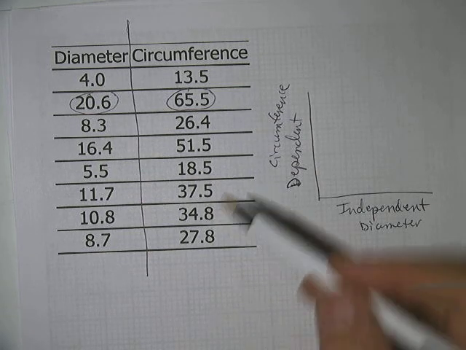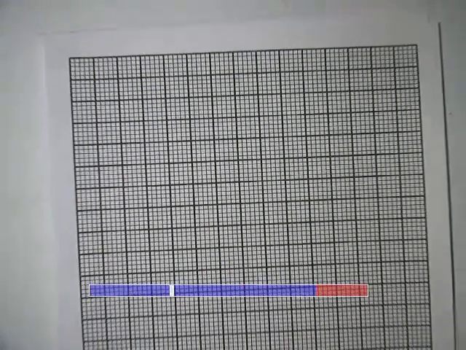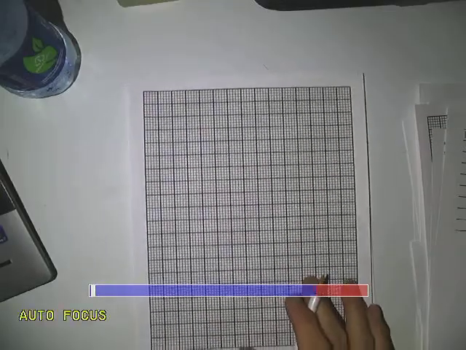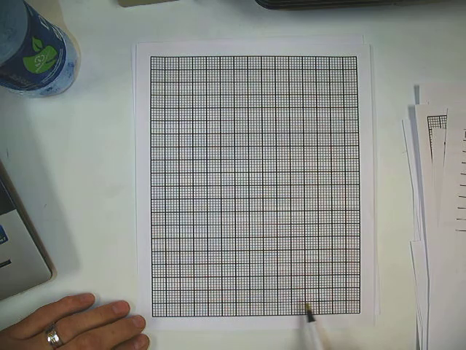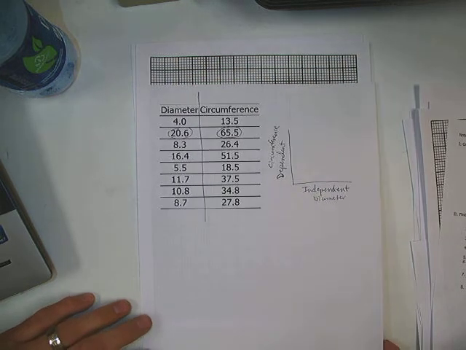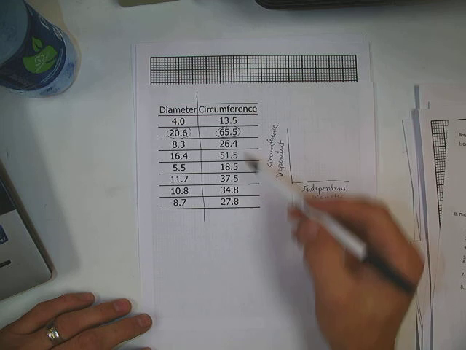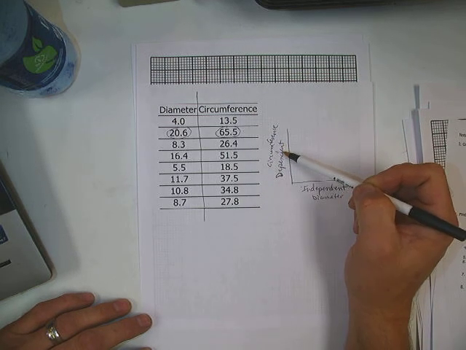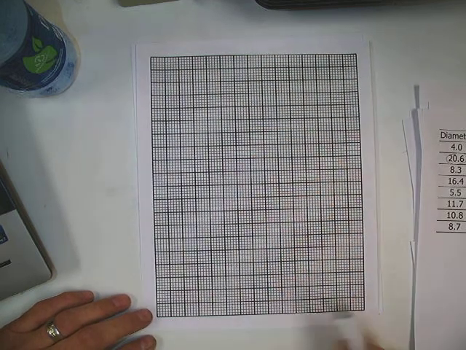For the next step, we need to find out how to scale the large boxes on our graph. This is our piece of graph paper. The graph paper that we use in this class has 20 boxes up the side and 15 boxes across the x-axis going horizontally. So what we need to do is look at our largest values and divide by the number of large boxes we have going in that orientation. Since our circumference, which is the dependent variable, has the largest number overall, the 65.5, we're going to put the graph paper in portrait orientation.